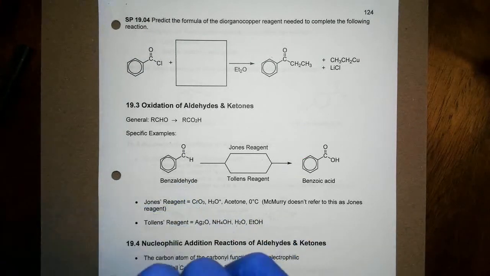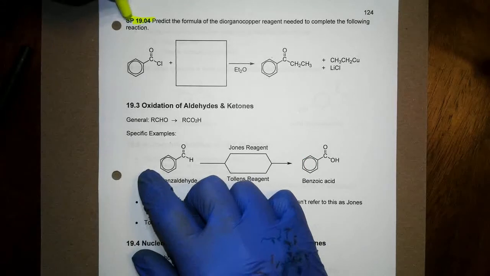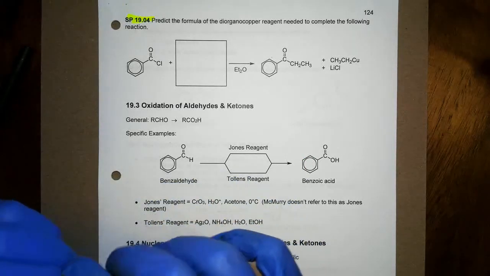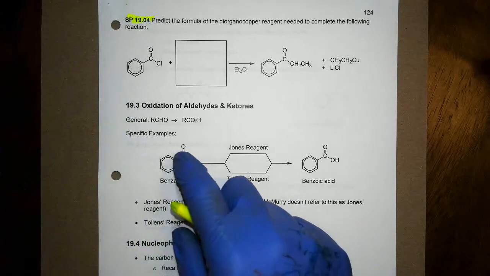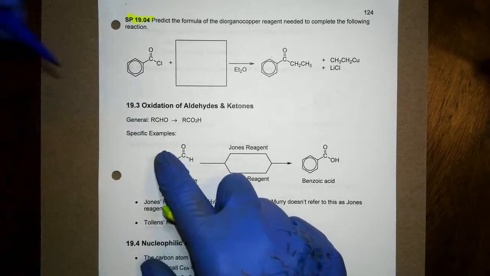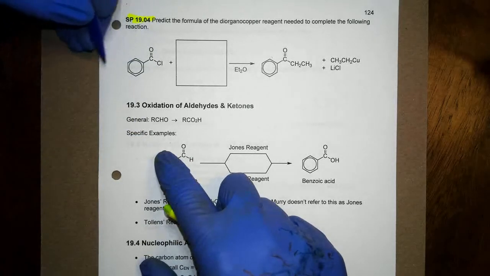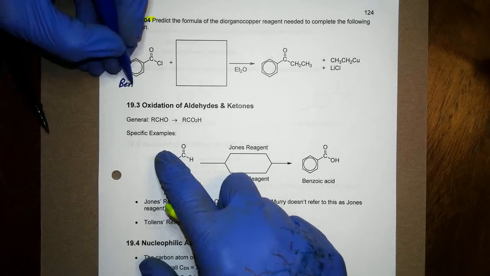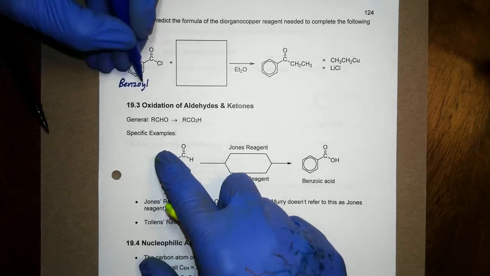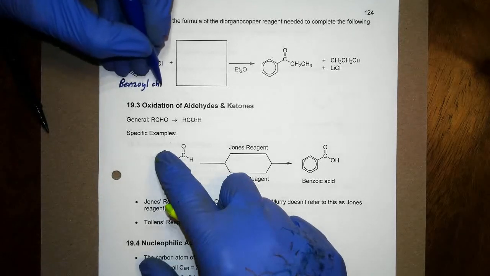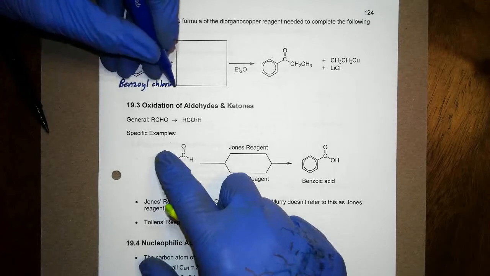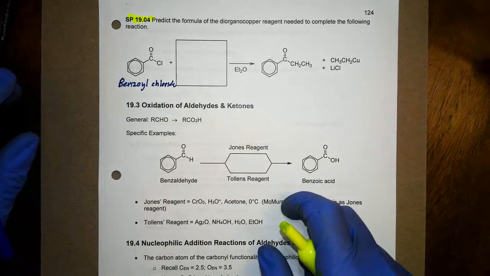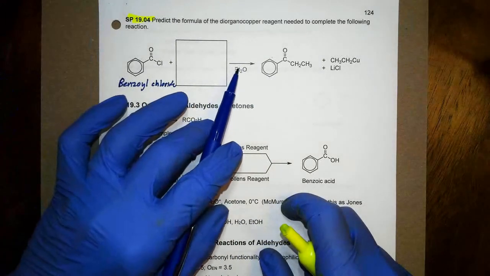It says predict the formula of the diorganocopper reagent needed to complete the following reaction. Okay. Well, first off, what do we have here? This is called benzoyl chloride. You remember this is called a benzoyl group, so this would be benzoyl chloride. Let me go ahead and write it out. Benzoyl, one word, chloride. All right, benzoyl chloride. And over here, you end up with your ketone. Okay? And notice too, we're using ethereal solvents.